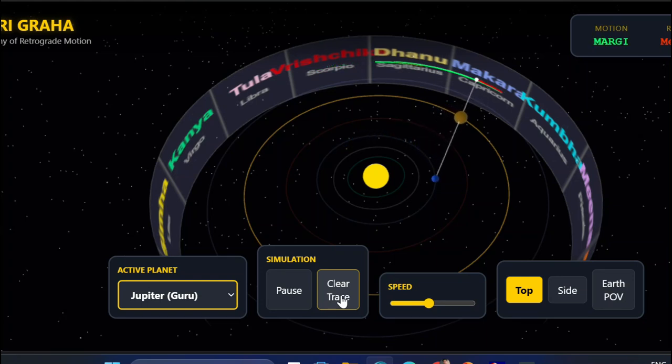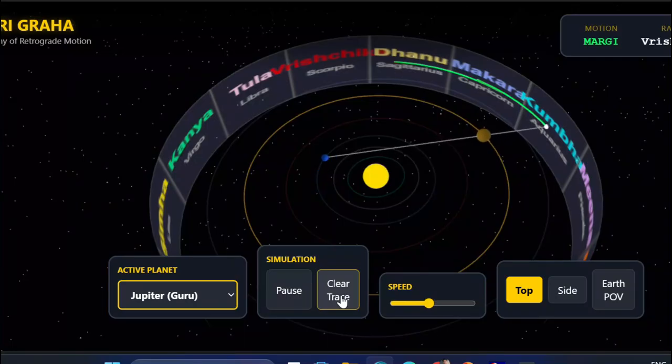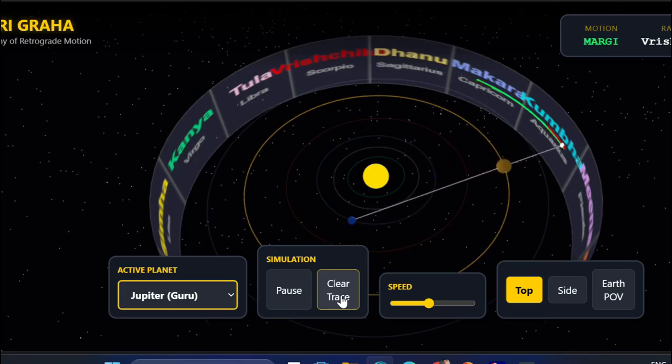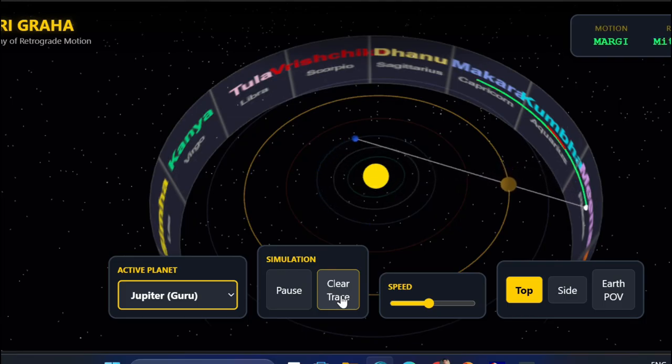Again it got retrograde. Now it has gone to another sign. So it's almost like getting retrograde once in a sign. This is due to the variation of the time period, how much time it takes to complete the whole sign.